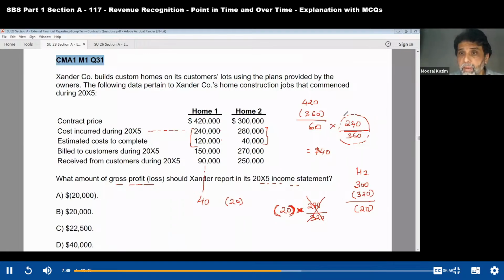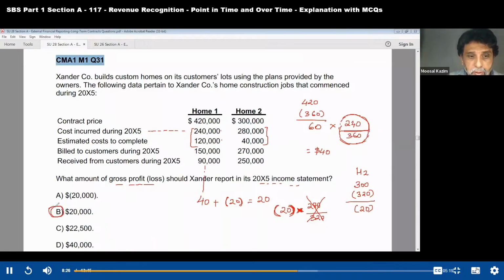If it's a profit, we apply the percentage of completion and take that amount of profit for which the progress has been made. But if it's a loss, we don't want to take a lesser loss. We would recognize the entire loss immediately. This is a concept you have to remember. So the total profit which they will recognize is plus 40 and minus 20, right? So that would be 20 gross profit. So B is the answer.